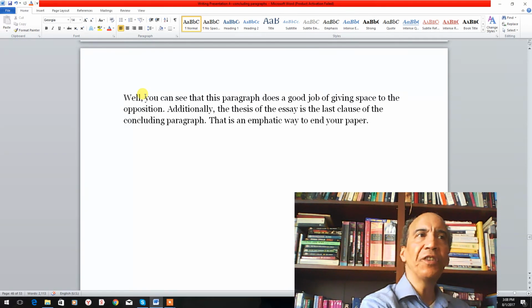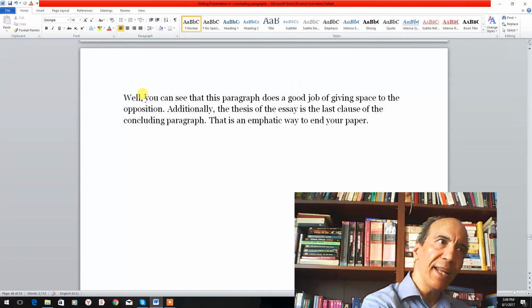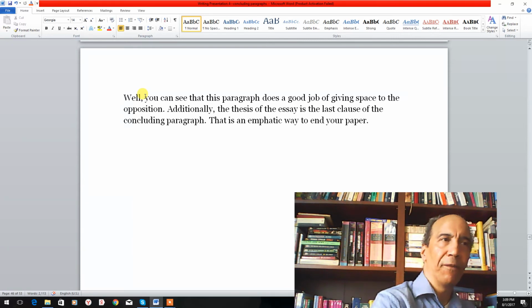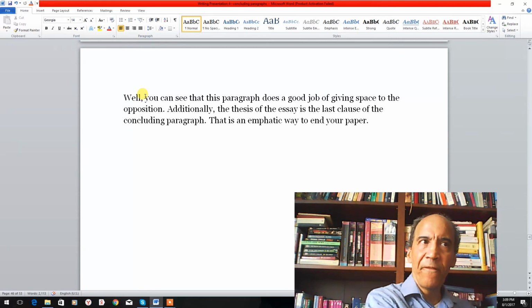Well, you can see that this paragraph does a good job of giving space to the opposition. Additionally, the thesis of the essay is the last clause of the concluding paragraph. This is an emphatic way to end your paper.